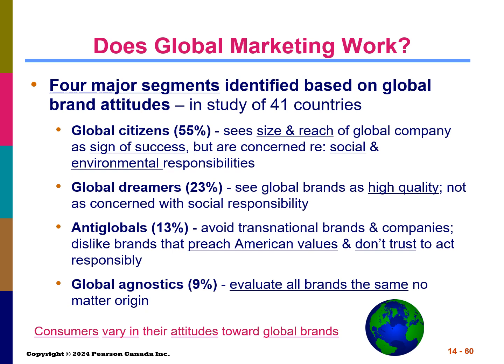Anti-globals are a smaller segment. They only represent 13% of consumers and avoid transnational brands and companies. They dislike brands that preach American values and don't trust them to act responsibly. Global agnostics are also a small segment. They represent just 9% of consumers. They evaluate all brands the same, no matter the origin. They're apathetic or indifferent.